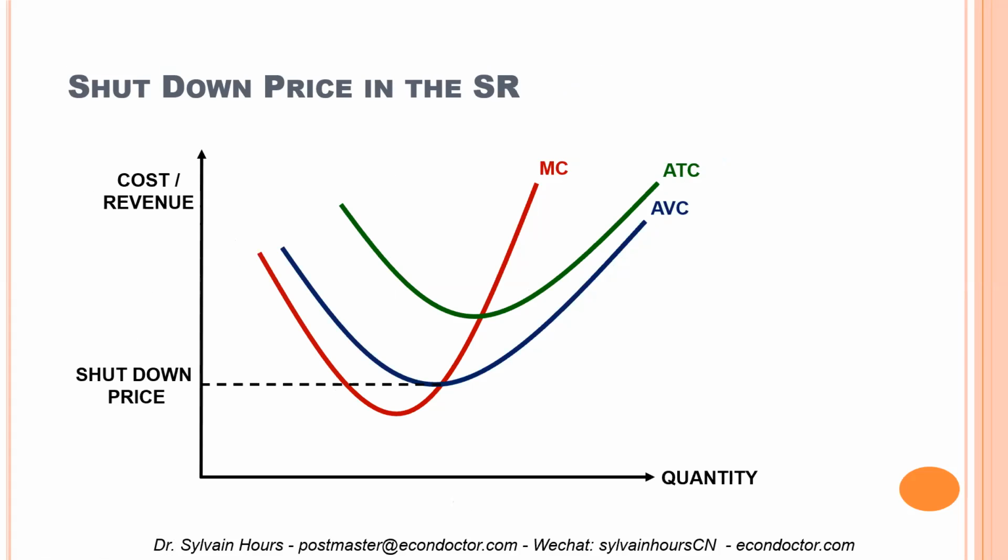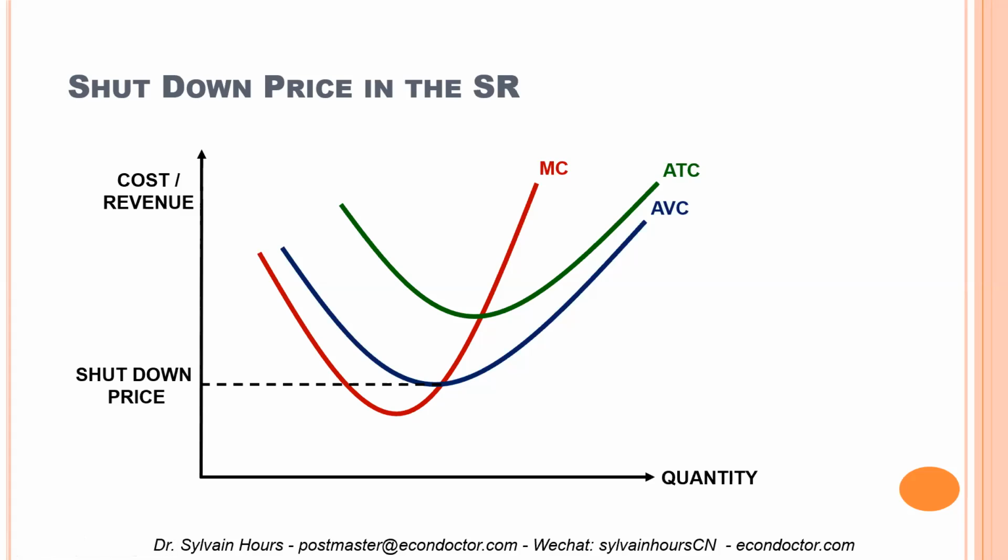So yeah, the shutdown price is simply the minimum of the average variable cost. As long as the price is above this level, the minimum of the average variable cost, you will always have at least one level of output at which you can cover at least your variable cost. So at least a level of output at which you will be better off staying in business.